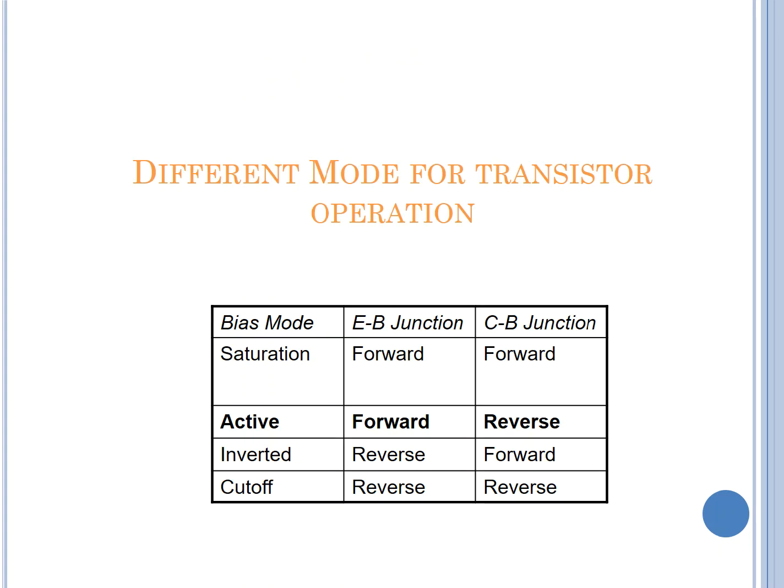We have only discussed one mode of operation for the transistors yet, but there are other types of operation: saturation, active, inverted and cutoff. We have discussed the active mode of operation. In active mode, we see that the emitter base junction is forward bias and the collector base junction is reverse bias. Whereas in the saturation mode, both the junctions are forward bias. In cutoff, both are reverse bias.